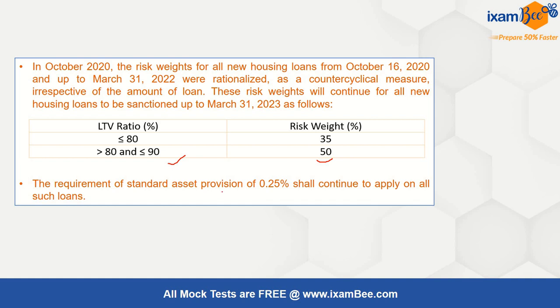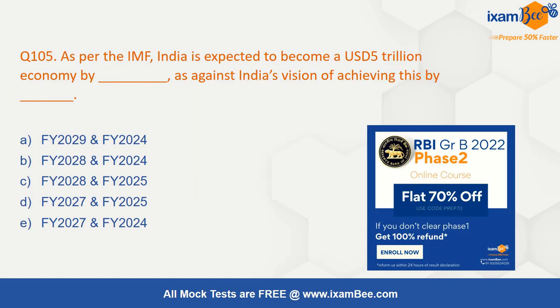And the standard asset provisioning, standard means which are not NPA, these are standard assets, right? That asset provisioning of 0.25 will continue to apply in such loans also, but the risk weight is different for LTV of less than 80 and more than 80.